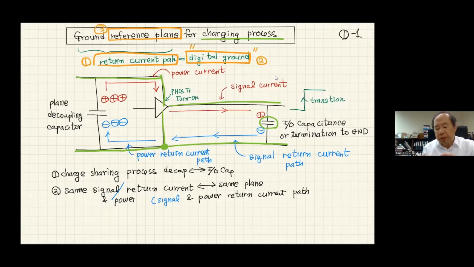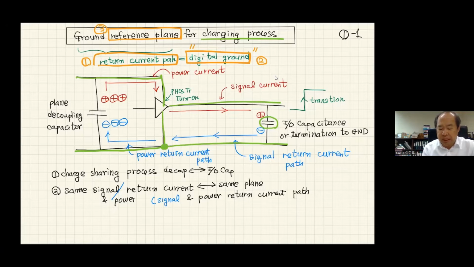So in order to understand the digital ground and properly design the digital ground, we have to be able to figure out the return current path. Now, what I'm trying to do with my students at this moment is to define a return current path, and I would like to give you some examples.